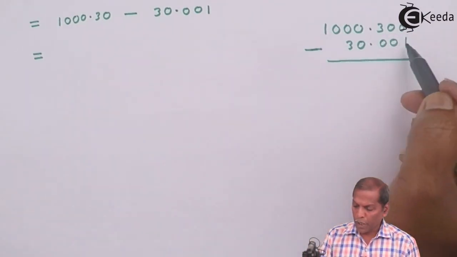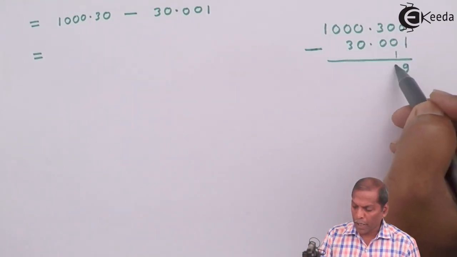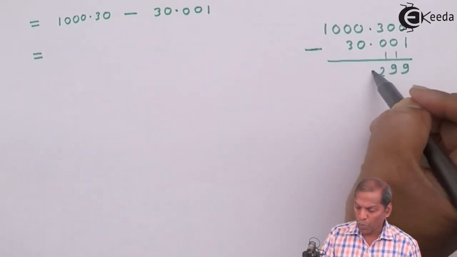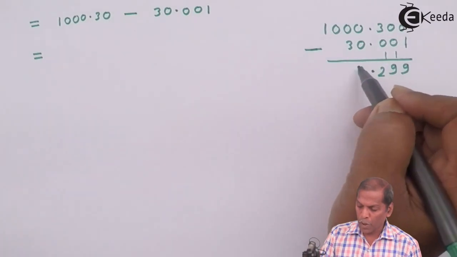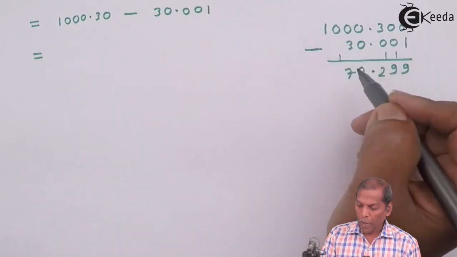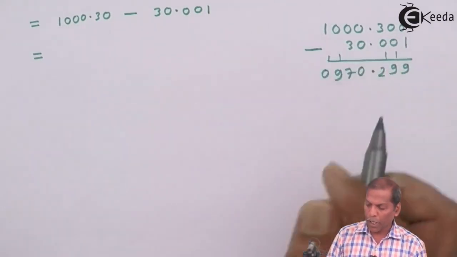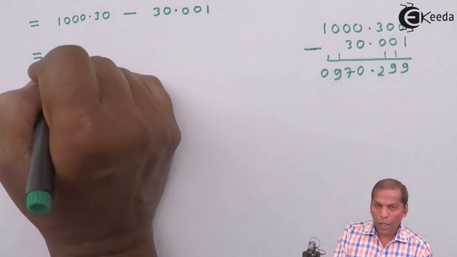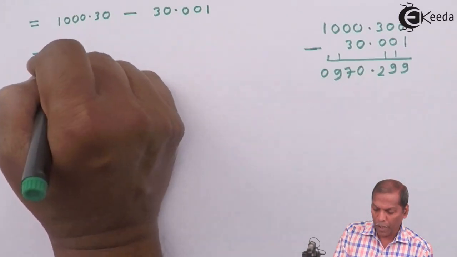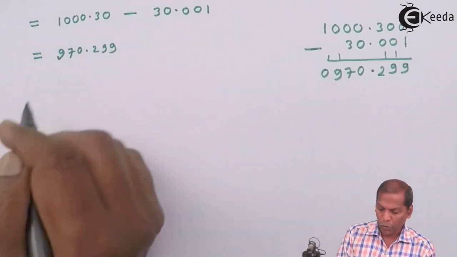So on subtracting, 10 minus 1, that is 9, then again 10 minus 1, 9, 3 minus 1, 2, point, 0 minus 0, 0, 10 minus 3, that is 7, 10 minus 1, that is 9, and 1 minus 1, that is 0. So on subtraction, we get 970.299.